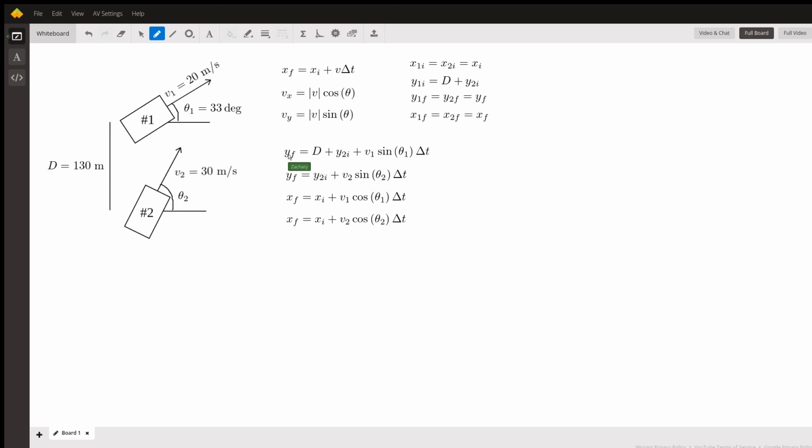Now you can set this y final equation equal to this y final equation, and the same for the x final equations. To find theta 2, you solve for theta 2, and for delta t, you just solve for delta t. Each of those is going to require a different substitution based on whichever one you're doing first. But this should be enough for you to start the problem. Let me know in the comments if you get stuck at a certain point, and I can push you in the right direction. Good luck.